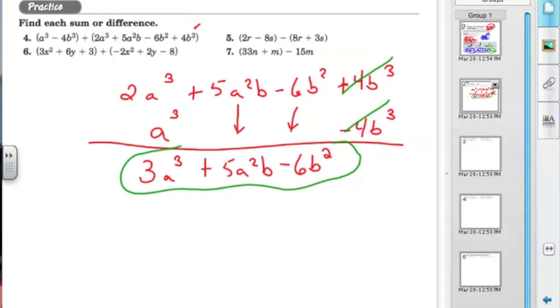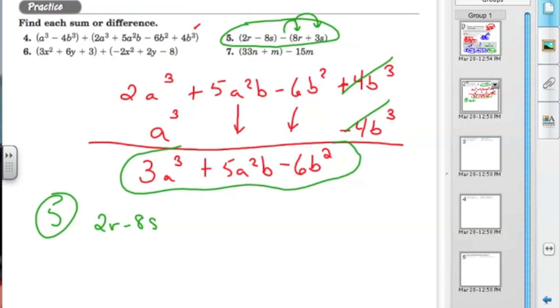All right, so that was an addition problem. Let's do a subtraction problem. We'll do number 5. So we have the quantity 2r minus 8s. I'm going to go back to the original problem. I'm going to distribute that negative in. So I have negative 8r. And now I have negative 3s.